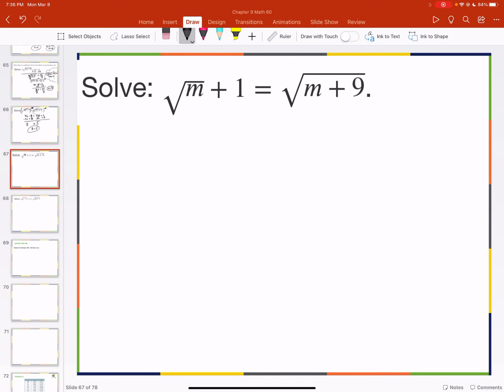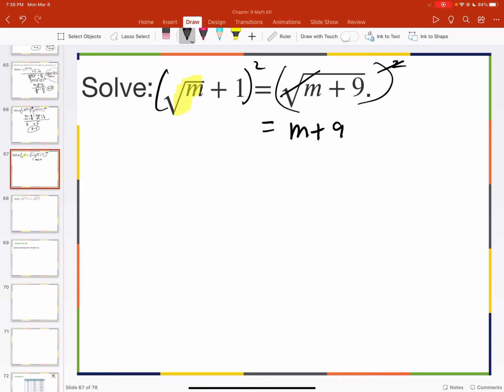Let's do one more. What about something like this? Oh my goodness, what's this? So here we would square both sides. Okay. And then on the right-hand side, you see that we'll just get rid of it. That'll be m plus 9 because the whole thing is squared. But this right here, only this part is squared. Notice there's not a square root of the whole thing, so it's a binomial.